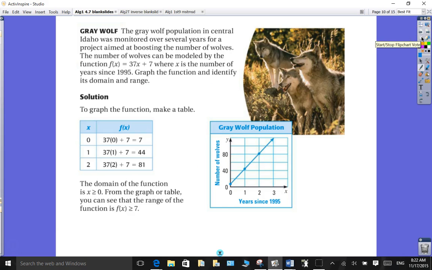Okay, so here's their problem for this next thing. The gray wolf population in central Idaho was monitored over several years for a project aimed at boosting the number of wolves. The number of wolves can be modeled by the function f of x equals 37x plus 7, where x is the number of years since 1995. Graph the function and identify its domain and range. So they've already got the work done for us, but just to show.